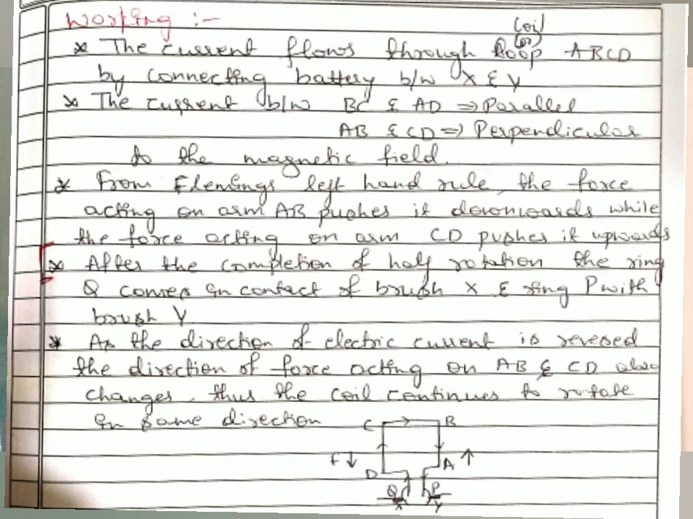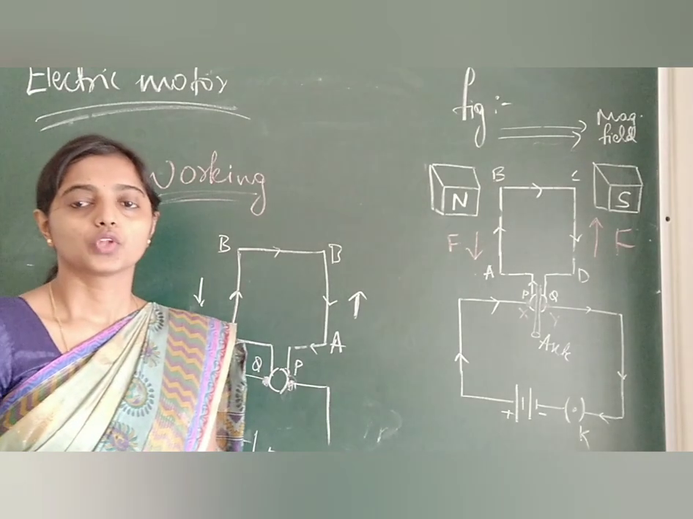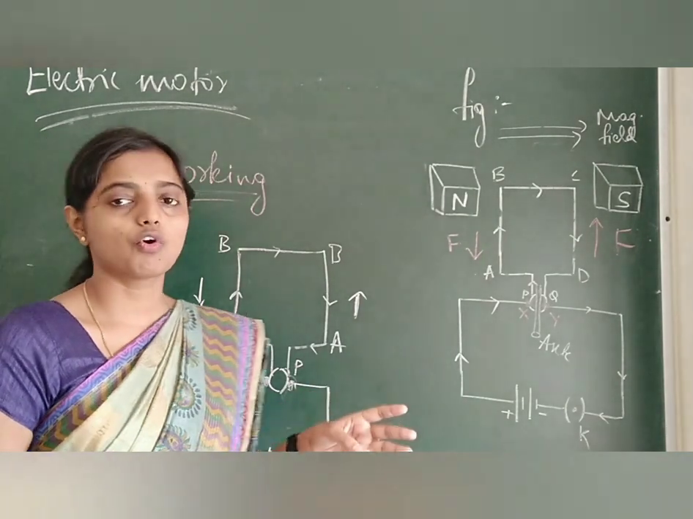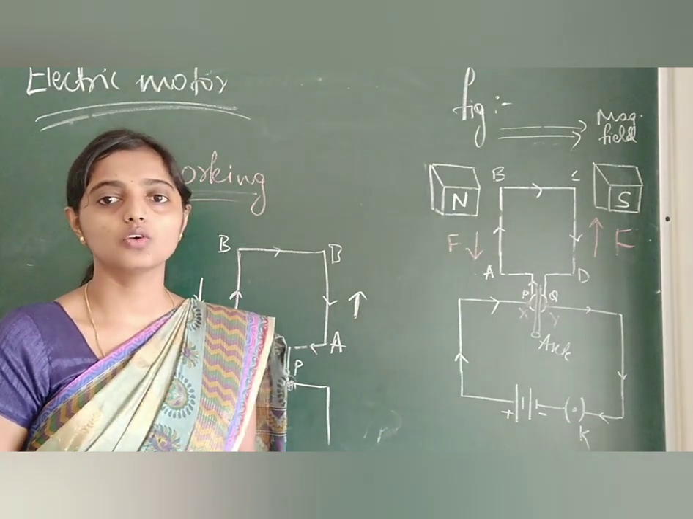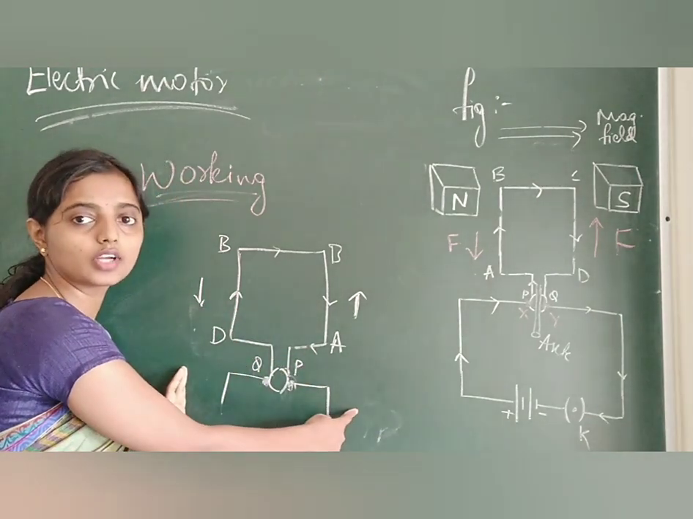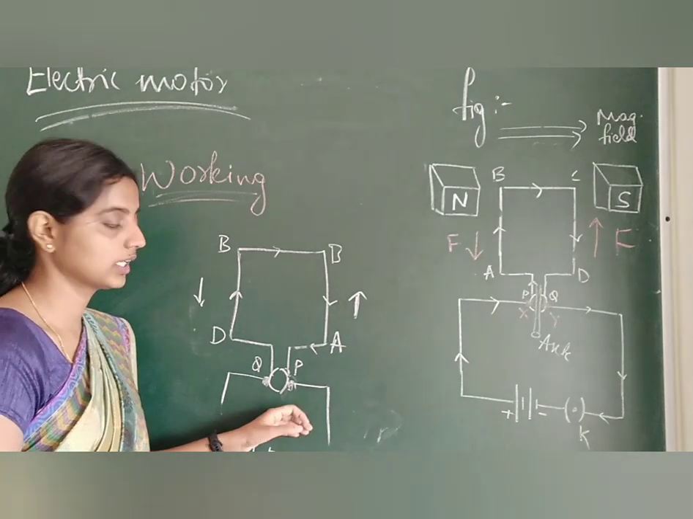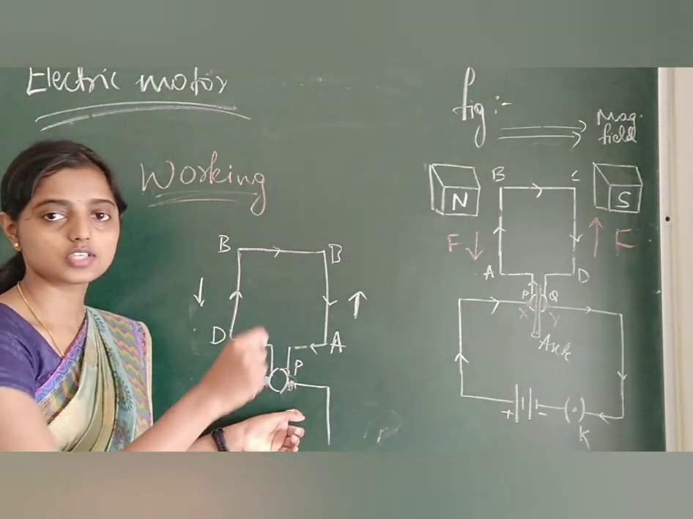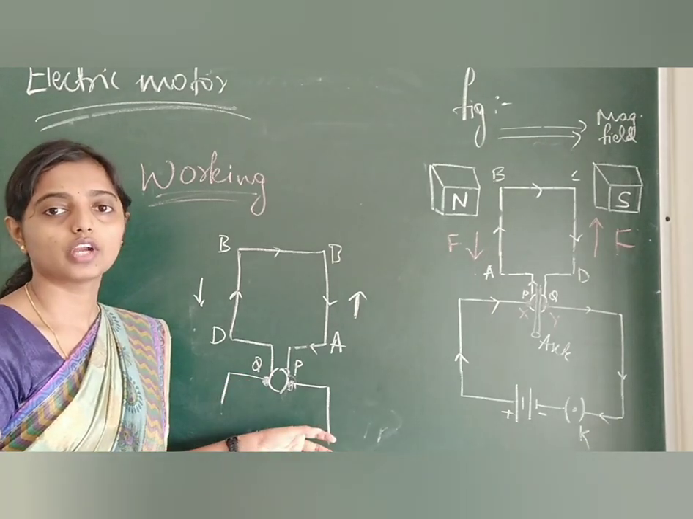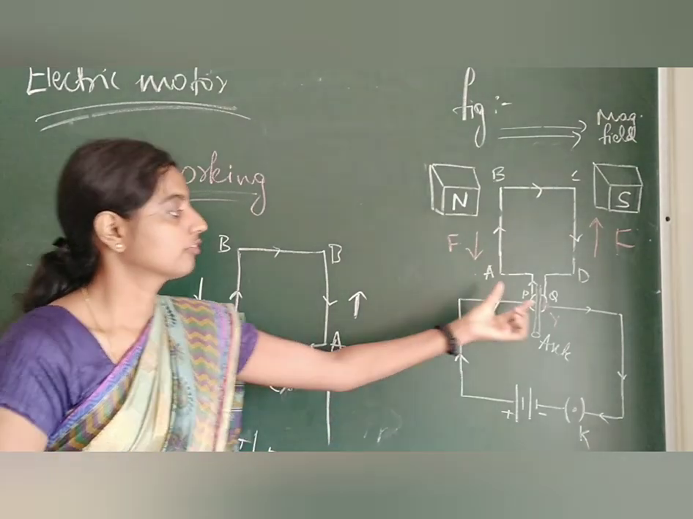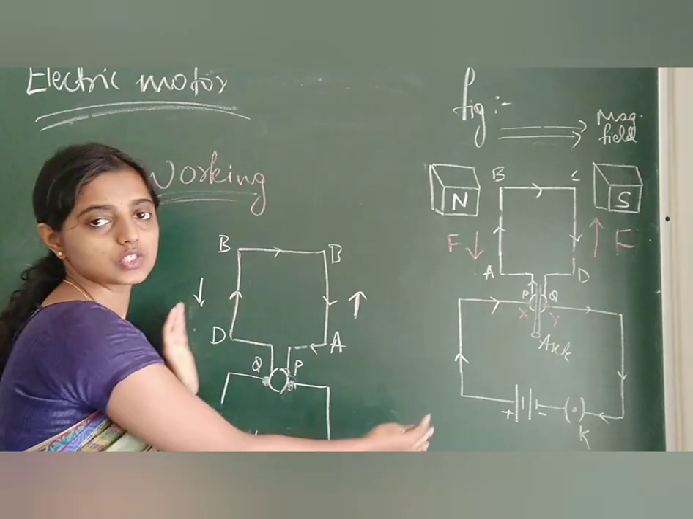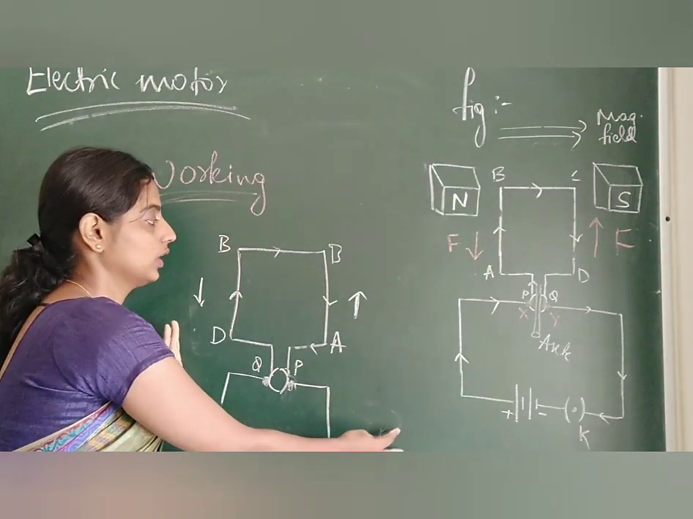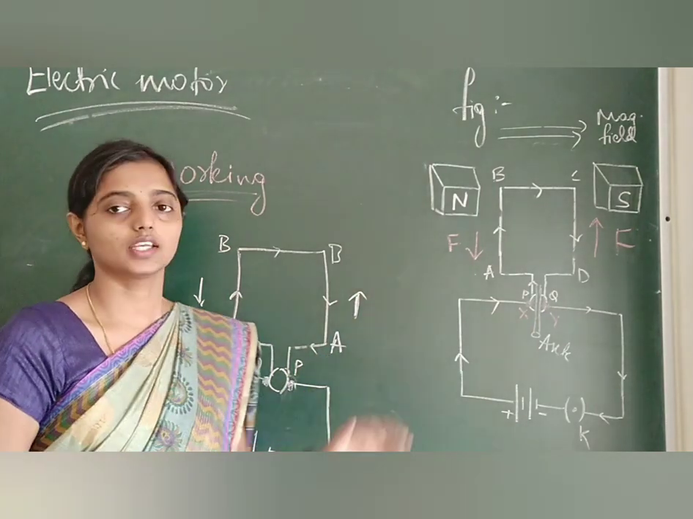acting on AB and CD also changes. So it's very simple, only some 3 to 4 points you need to write under the working. This diagram is not necessary, I wrote it here as well as in the notes just for your understanding. If you want, you can write it down, but in the exam there is no need. Just write that when half of the rotation is completed, these things will happen, that is, the current will reverse as well as the magnetic force.